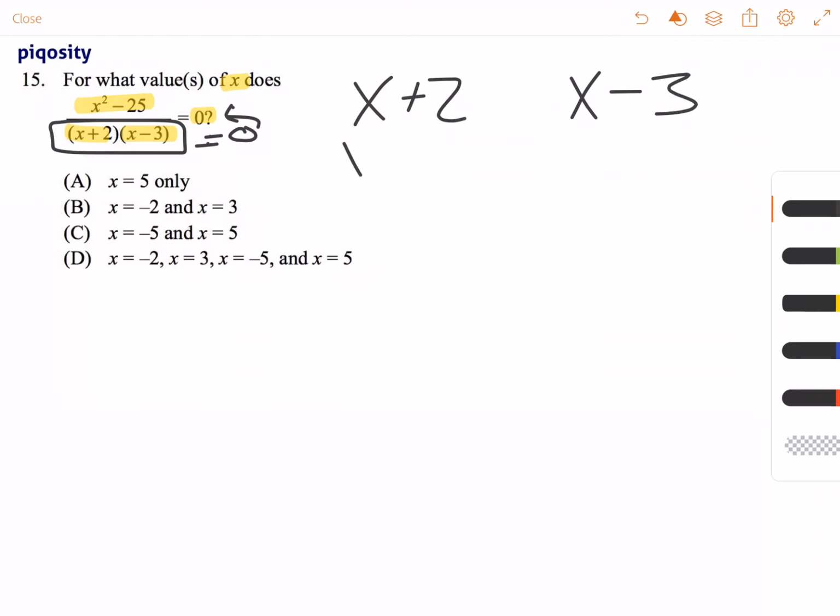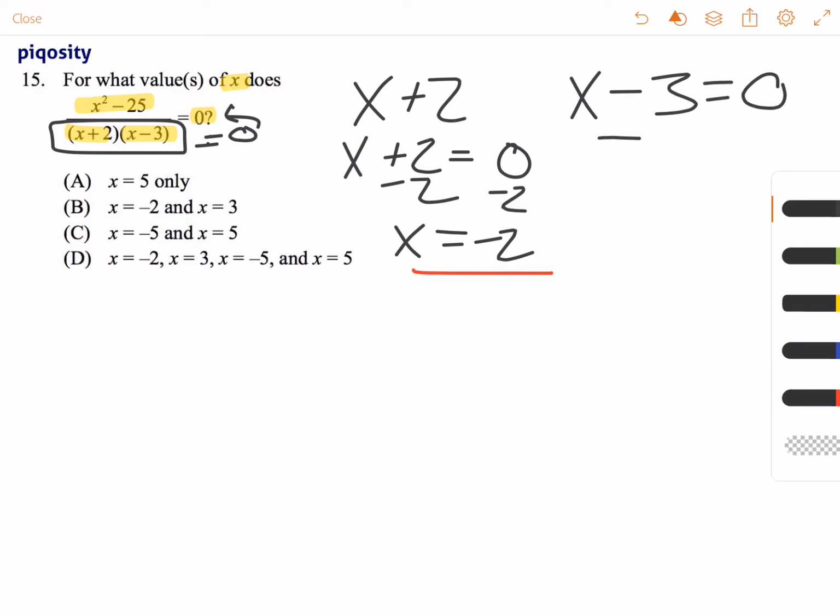So if x plus 2 is equal to 0, we're saying that x is negative 2 in this case. So negative 2 is not one of our answers. The same thing is true here. So x minus 3 is equal to 0. So plus 3, x is equal to 3. So we can't have 3 or negative 2 as one of our answer choices for this question. So we can knock out B and we can knock out D because of that fact.